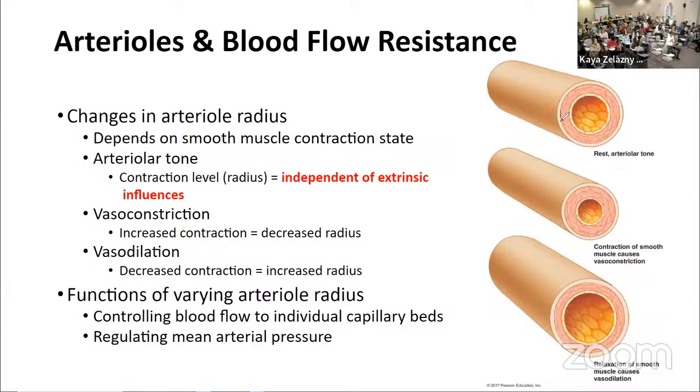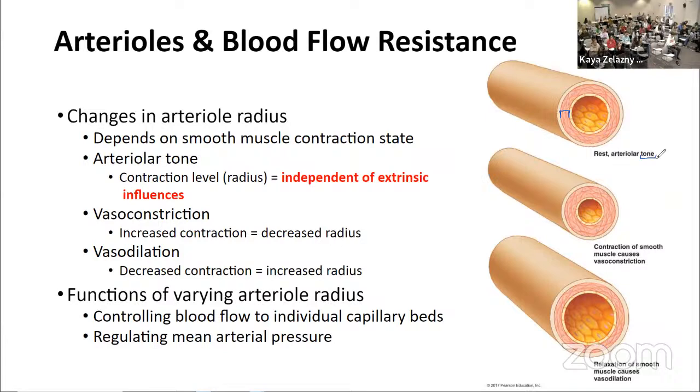Then we have our smooth muscle layer. Here we see our muscle cells. Then we have that connective tissue layer on the outside. So a feature of smooth muscle in particular is that it has something called tone, right? Now, what tone means is that it's kind of in the middle at its natural resting state, right? So it's not super contracted, tight together, but it's also not all the way relaxed.